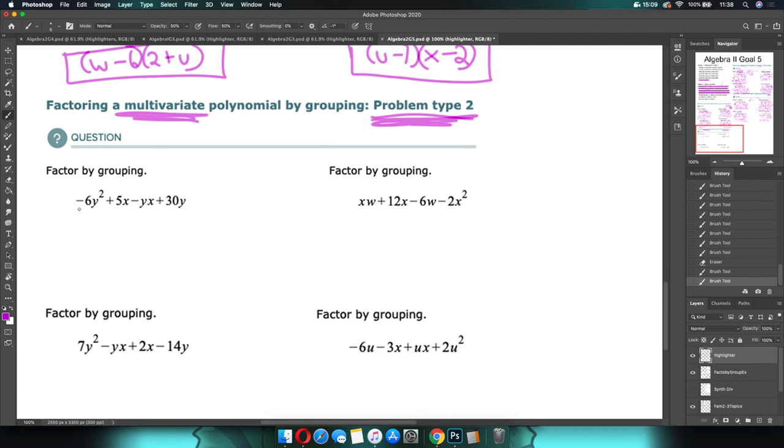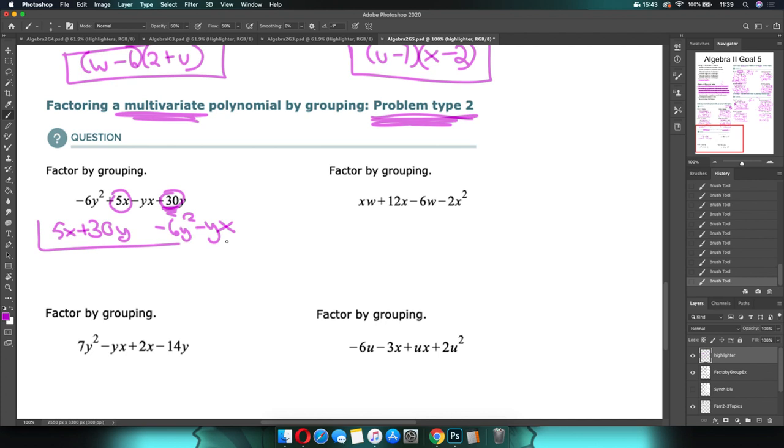My trained math brain is looking around, I'm starting to notice I want to look for my bigger numbers. So I have the option of 5x and 30, because that 30 breaks down a couple of ways. Or I could pull out my 6y. I'm not sure which one to do yet because I am doing this blind. So for now, we're going to look at our 5x and 30 and see if we can make that work for us. So we have 5x plus 30y and then negative 6y squared minus yx.